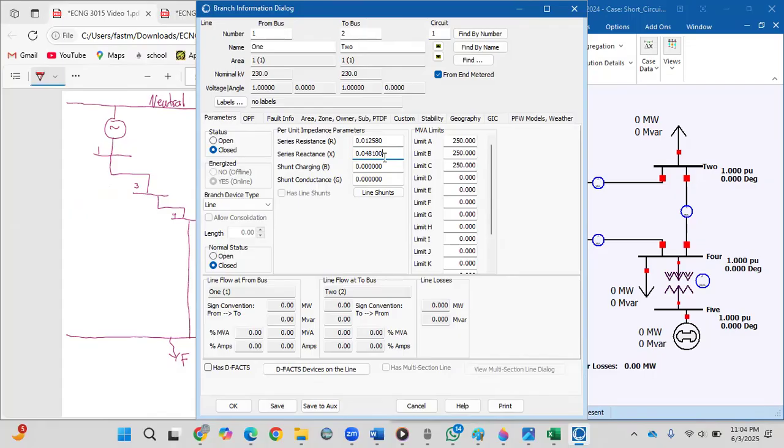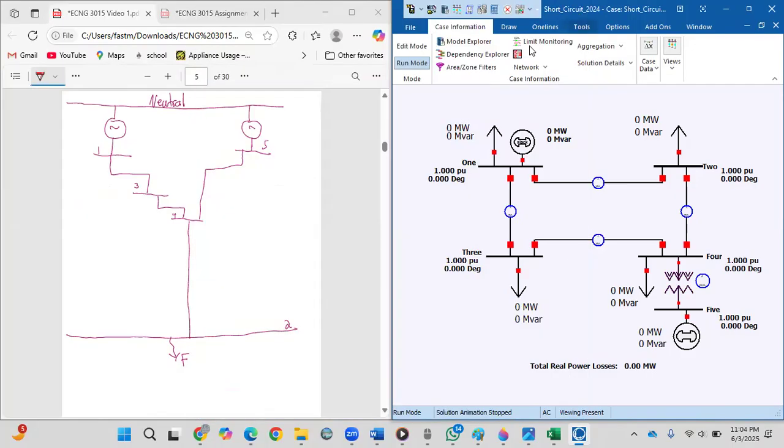0.01258 plus j0.0481. Since we want the impedance magnitude, we have to take the square root of the real part squared plus the imaginary part squared. So in this case, it would be the square root of 0.01258 squared plus 0.0481 squared. And we end up with the impedance connecting the two, and the value for it will be 0.049. Let's keep it to 2 significant figures for now. So that will be the connection from 1 to 2.